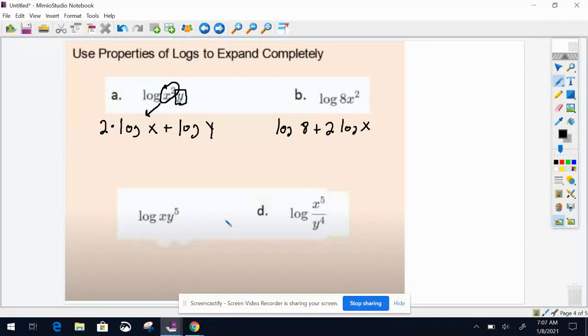Again, the more you get comfortable with these properties, the easier this really becomes. Let's take a look at a couple of more difficult problems.